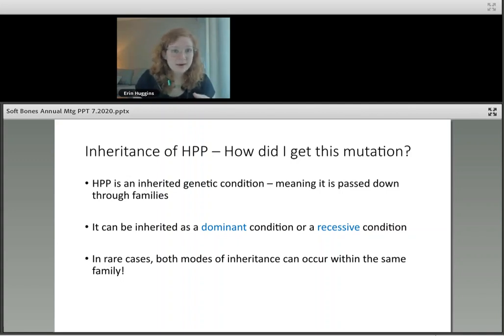But HPP is inherited and is passed down through families. There are some rare cases of new mutations, but the vast majority of the time it's something that is passed down. It can be inherited as a dominant condition or as a recessive condition. And I'm going to talk a little bit more about what those two things mean. They're probably terms that you've heard before, but might not have been totally sure about what they meant. And then in really rare cases, maybe less rare than we initially thought though, both modes of inheritance can be seen within the same family. And I've actually got a really great case example of that at the end of this presentation.